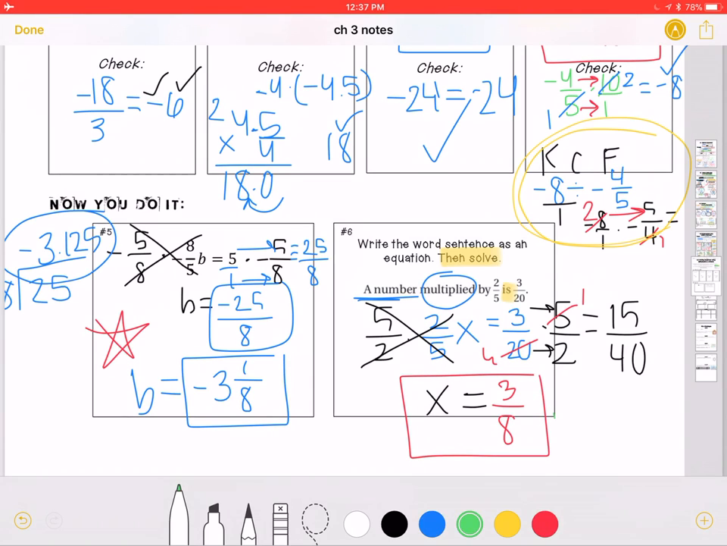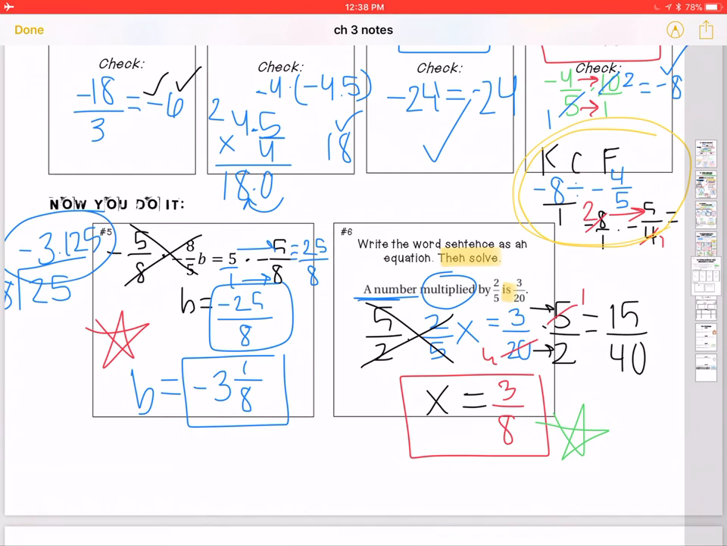If you got 3 over 8, nicely done. Give yourself a nice star or check. Again, you could have gone and plugged it back in and done a check to see that you are correct. But nice job. We're going to work with how to solve equations using multiplication and division now, and we'll get lots of practice.